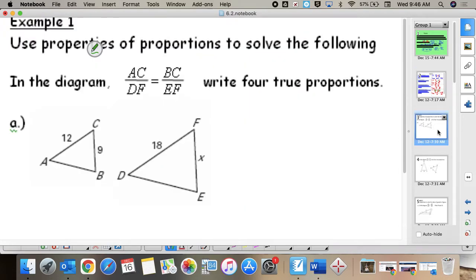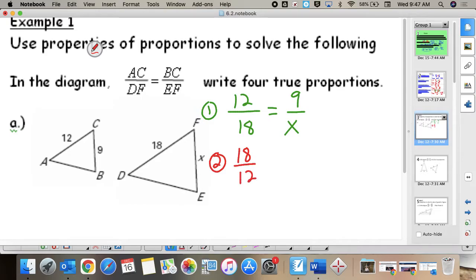So when we look at our first example, it says in our diagram, they give us that ratio to be true. It says write our 4 true proportions. So the first one we're just going to fill in as it sits. So AC is 12, DF is 18, BC is 9, EF is X. So there's our first proportion. Now, our second one was known as the reciprocal, which means if I take the reciprocal of the left-hand side, I must take the reciprocal of the right-hand side.